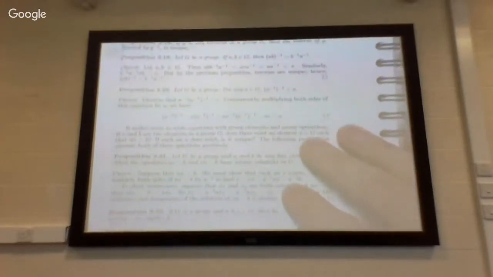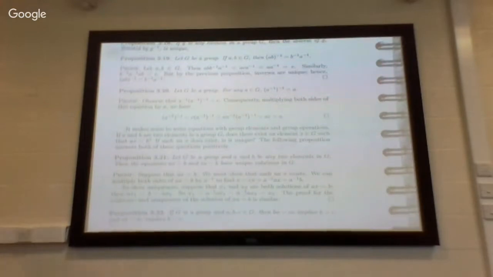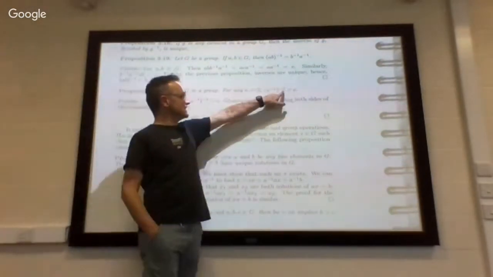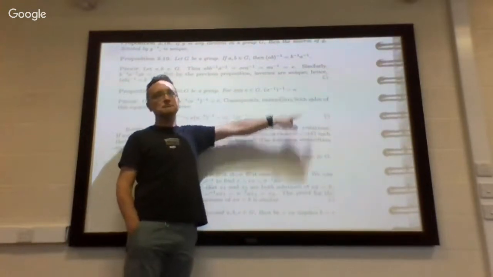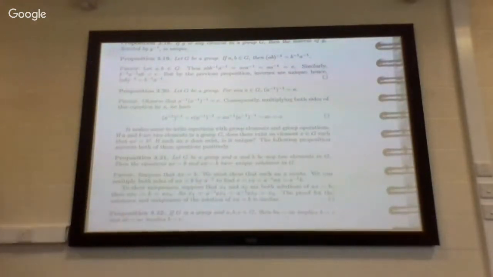There we go. Proposition 3.20. This is interesting. The inverse of the inverse is the original element. You're familiar with that in the context of matrices, or inverses being interpreted as the reciprocal of a number in those other contexts. Well, it's true in general for groups. So a lot of these things that we know in specific groups are just examples of general groups like this.